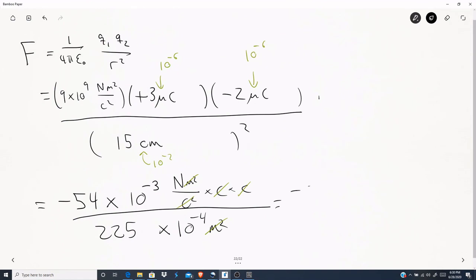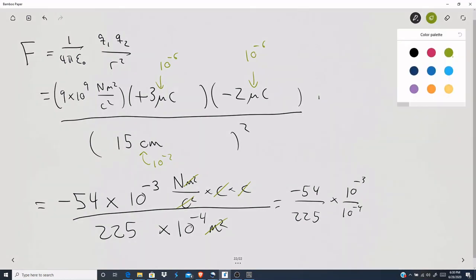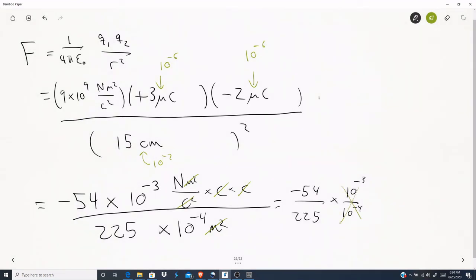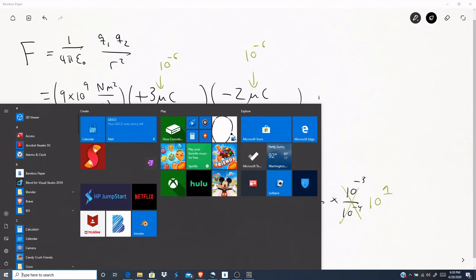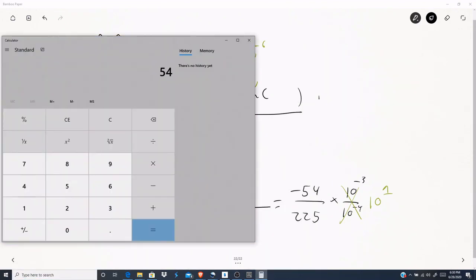We have negative 54 over 225 times 10 to the negative 3 over 10 to the negative 4. The 10 to the negative 3 over the 10 to the negative 4 is just going to become 10 to the first. And then I have to figure out what 54 over 225 will be. To do that, I need to get a calculator. And it looks like that ratio is 0.24.